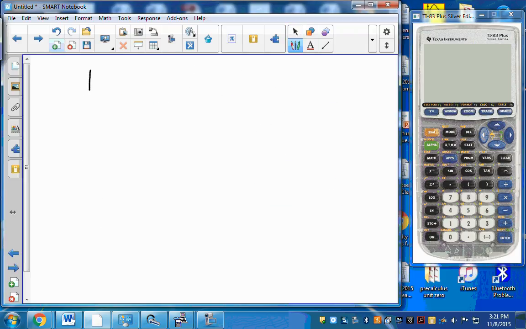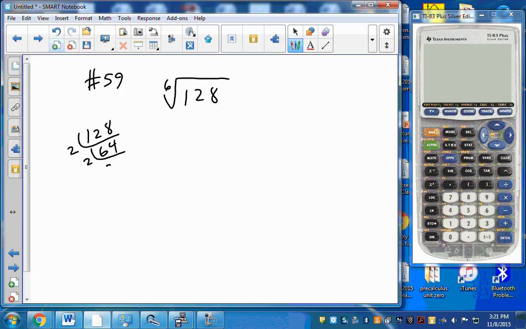Okay, number 59. It says the sixth root of 128. So here's our upside down division. 2 goes into that 64, 2 goes into that 32, 2 goes into that 16, 2 goes into that 8, 2 goes into that 4, and 2 goes into that 2. 1, 2, 3, 4, 5, 6, 7.